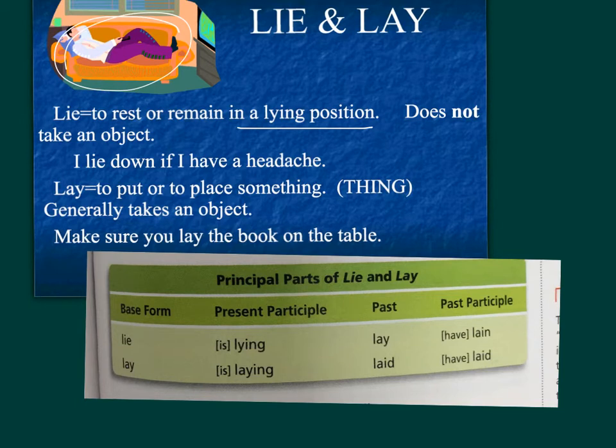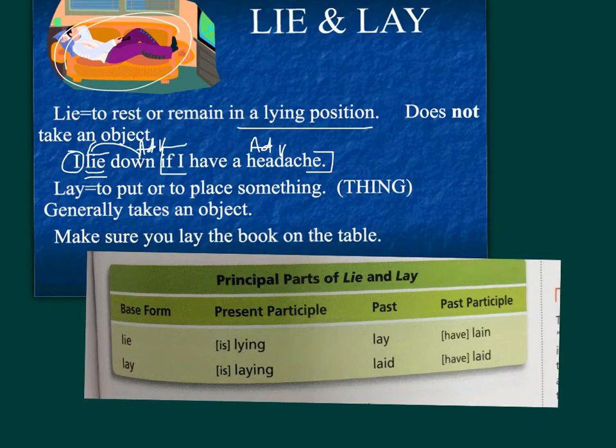If I look at the example here, I lie down if I have a headache. Lie is the verb, I is the subject. Down is telling me where I lie, therefore it's an adverb. If I have a headache is an adverb clause. There's no direct object for that verb. Lie is typically intransitive. That's a clue to help you figure out which verb you should choose.